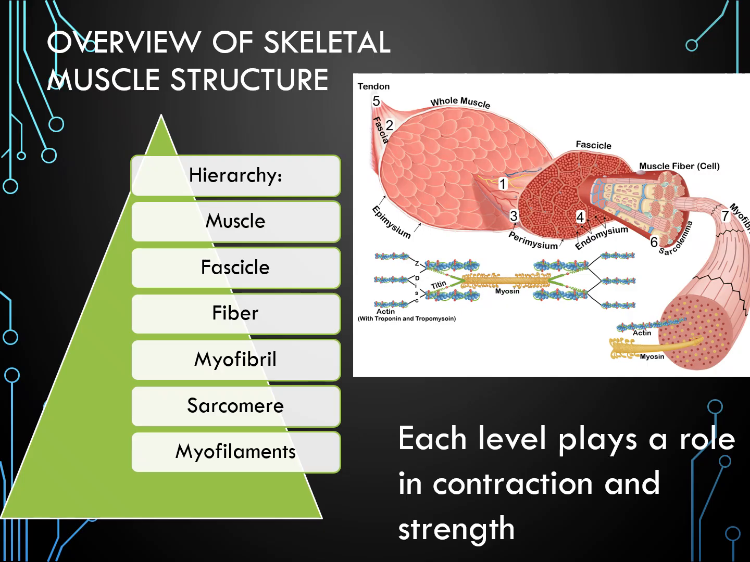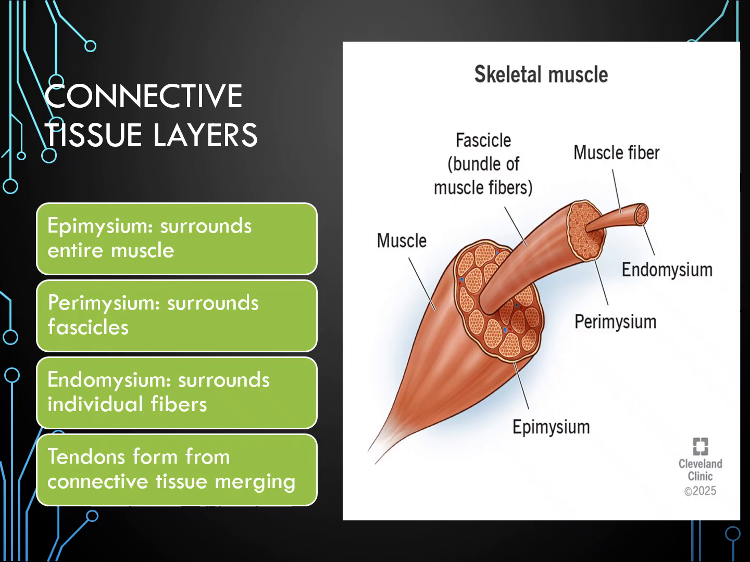Now you may be saying, why does this matter? This hierarchical organization ensures that the force generated at the molecular level within the sarcomere is transmitted efficiently to move entire limbs. As bundles of fibers, they're carefully wrapped and protected by three layers of connective tissue. These layers provide structure, support, and pathways for communication throughout the muscle.